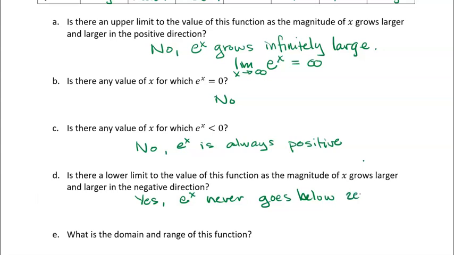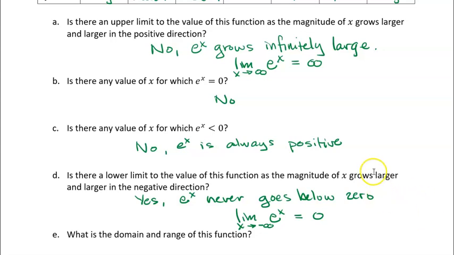Or we can write this as the limit as x goes to negative infinity, right? As x gets more and more negative, e to the x goes to 0. So in the limit, it is equal to 0. But only in the limit. It only approaches 0. It doesn't actually go to 0.